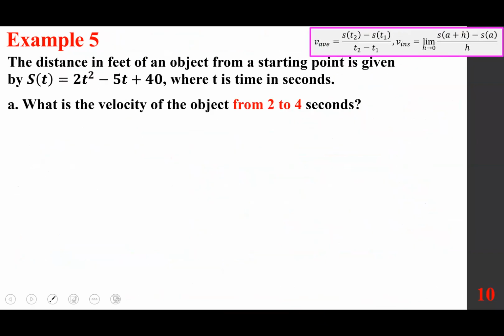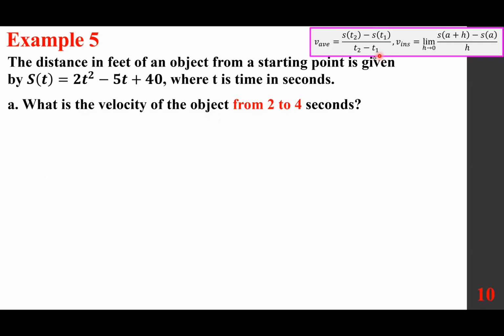The distance in feet of an object from a starting point is given as s of t equals 2t squared minus 5t plus 4, where t is time in seconds. What is the velocity of the object from 2 to 4 seconds? This, again, 2 pieces of time, that means average, that means this, okay? And it's exactly like saying that if I cover, I don't know, 80 miles over the course of 2 hours, what is my average speed? 80 divided by 2 is 40 miles per hour.